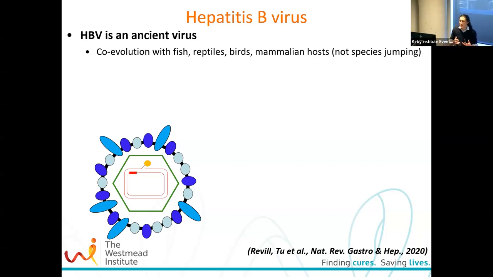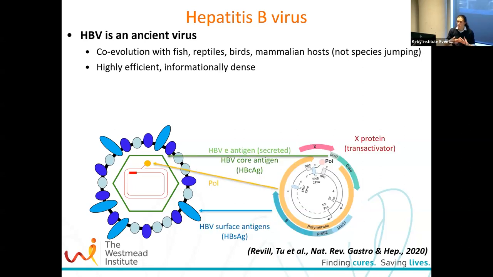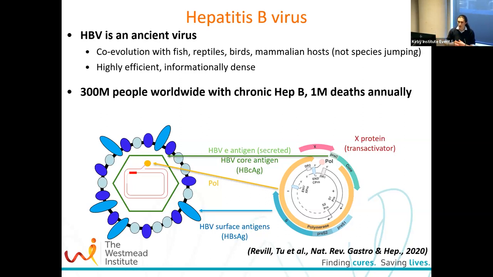And there's no real species jumping that we can see. It's been real co-evolution with those hosts. And as such, it's really highly efficient. It's gotten rid of everything that it doesn't need. It's very informatically dense. Every nucleotide of its genome codes for something. And in a third of cases, a third of the genome codes for two open reading frames. So it's really nicely highly dense.